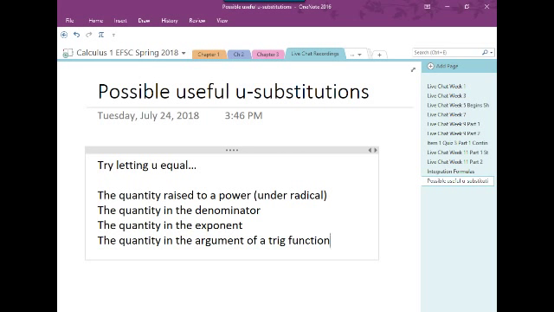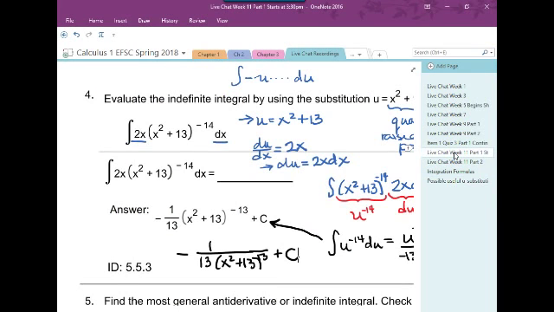But that doesn't mean that we always do these things. There are situations where you want to let the entire trig function be the u. So it's just a matter of practice and experience. But here are some of the things that you can let u equal. So I want to go on now to number 8.